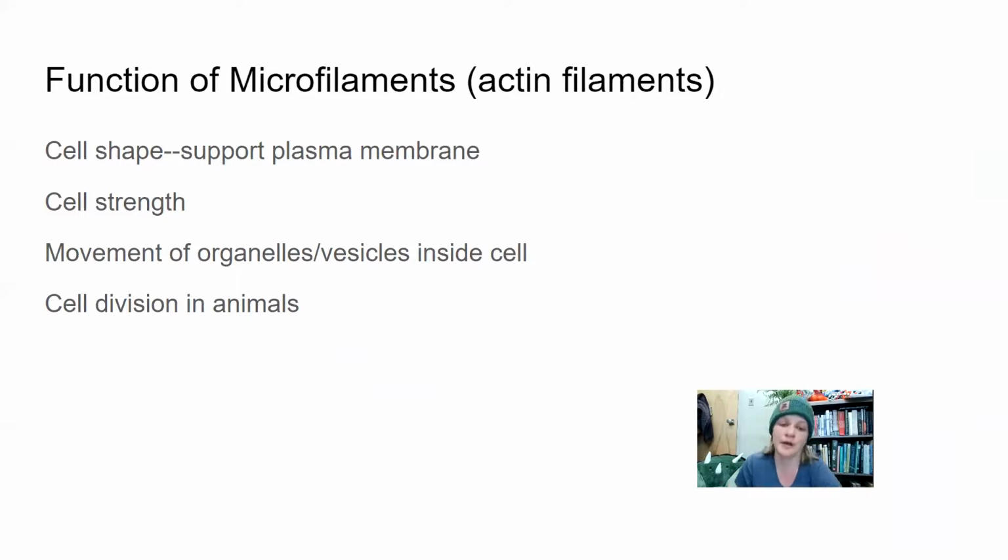So again, microfilaments, just like all of our cytoskeleton proteins, affect cell shape, and the actin filaments do this by supporting the plasma membrane. They provide strength for the cell, and they move organelles and vesicles, all that stuff moving around inside the cells. And again, these are important for cell division in animals. Plants, because they have that cell wall, are able to move those chromosomes using a different mechanism.